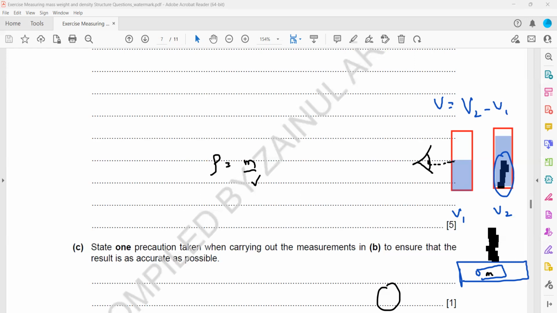We should not push the coins or drop the coin from a greater height, because the liquid might splash. As a result, the volume won't be accurate. So avoid splashing. And for the balance, reset the balance or check for zero error; you can also mention that.